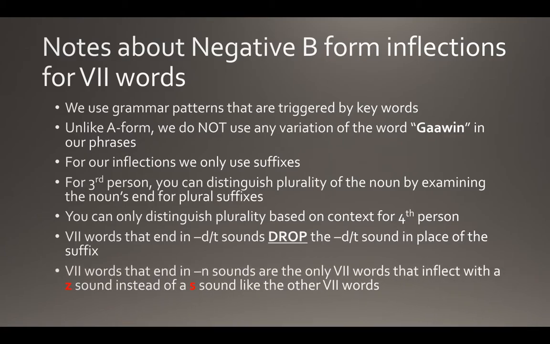VI words that end in N sounds are the only VI words that inflect with a Z sound instead of an S sound, like the other VI words. So VI words that end in N sounds use znug or zninig, whereas VI words that end in vowel sounds or D or T sounds use snug or sninig.